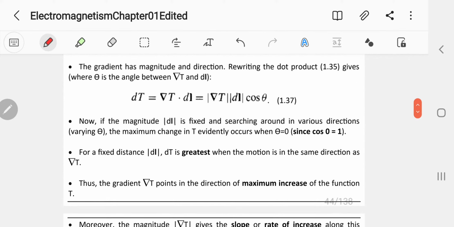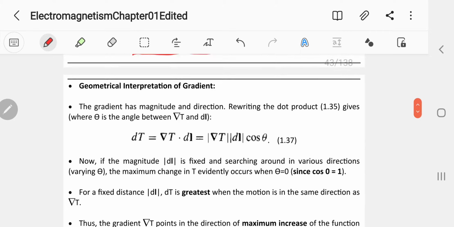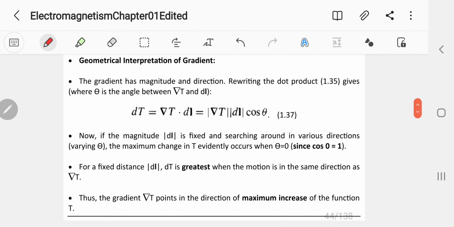So anyway, this is the geometrical interpretation of the gradient. Again, the gradient is the generalized derivative, and it has a magnitude and direction. So your dT, this is your total derivative, this is your gradient of T, and this is your, of course, dl that we saw before this slide.